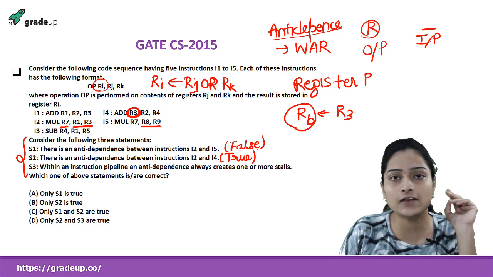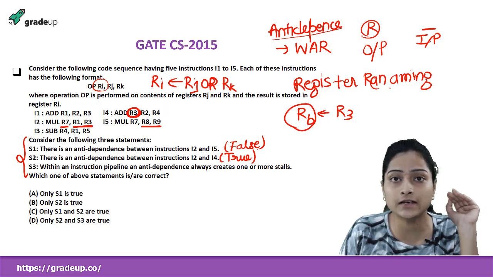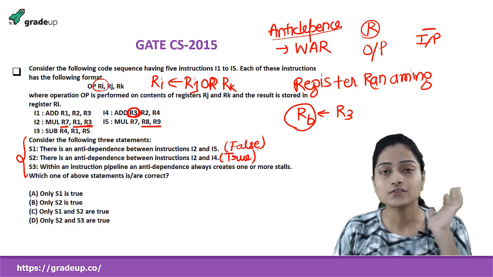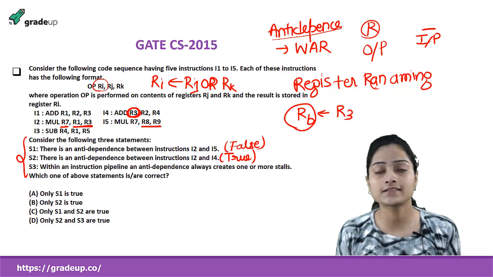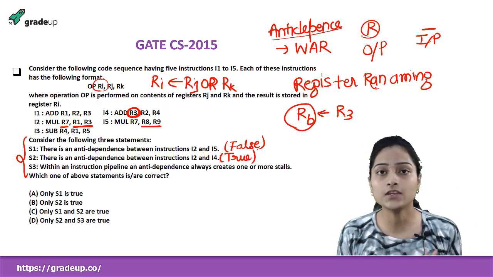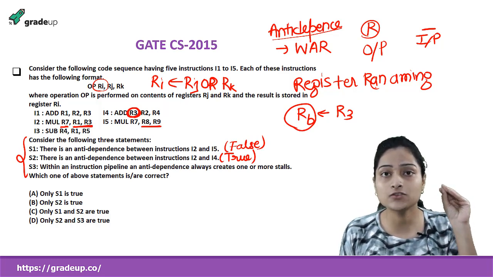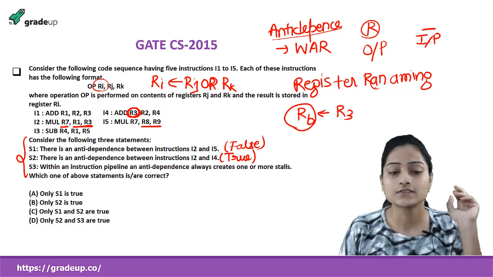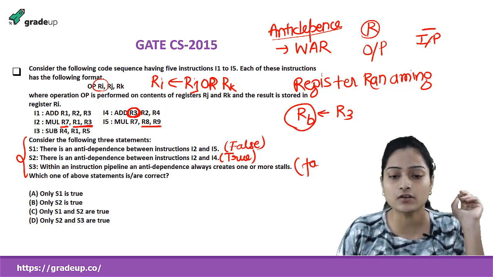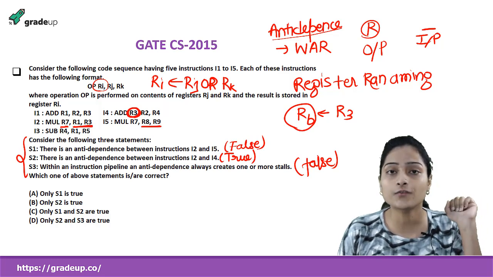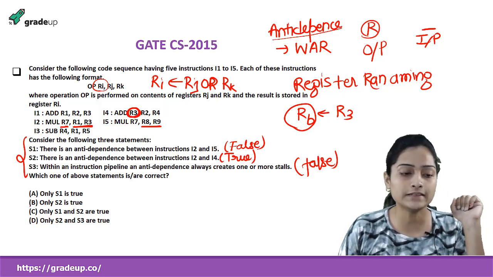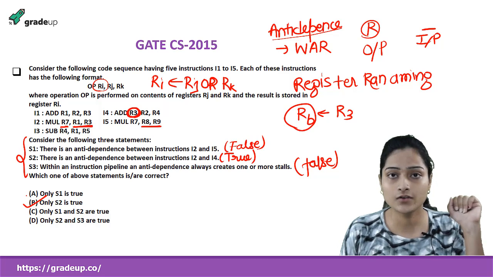Guys, this is the reason I have taken this question, because I want to tell you about this concept of register renaming, which is used for removing the anti-data dependence stalls. So anti-data dependence stalls can be removed by using register renaming. It is not always the case that you are going to have stalls if anti-data dependence exists between your instructions. So this statement is also false. So which option is correct over here? Option B, that is, only S2 is true.